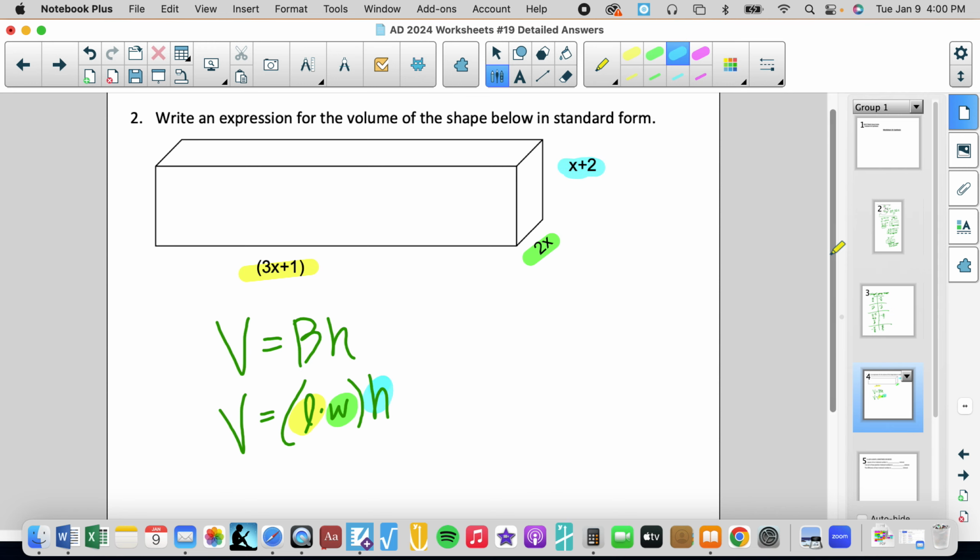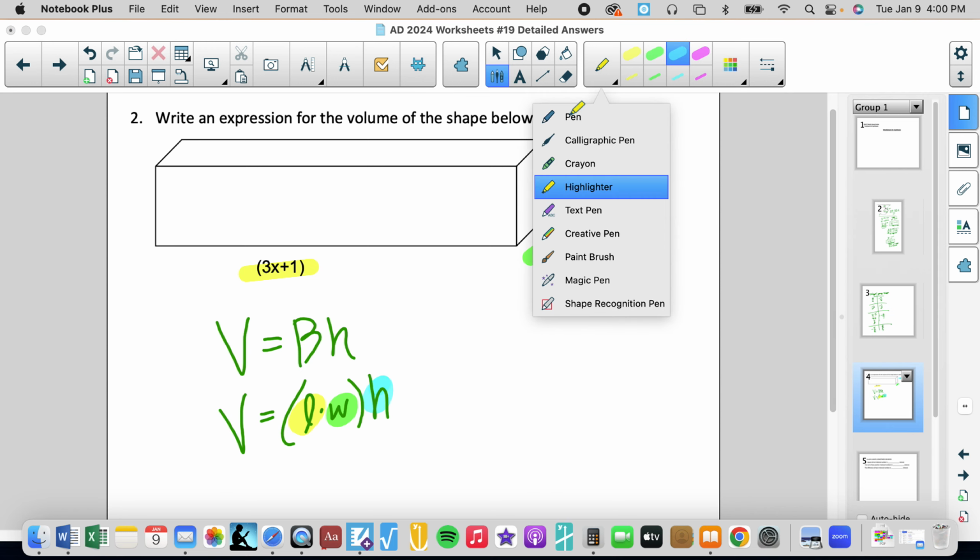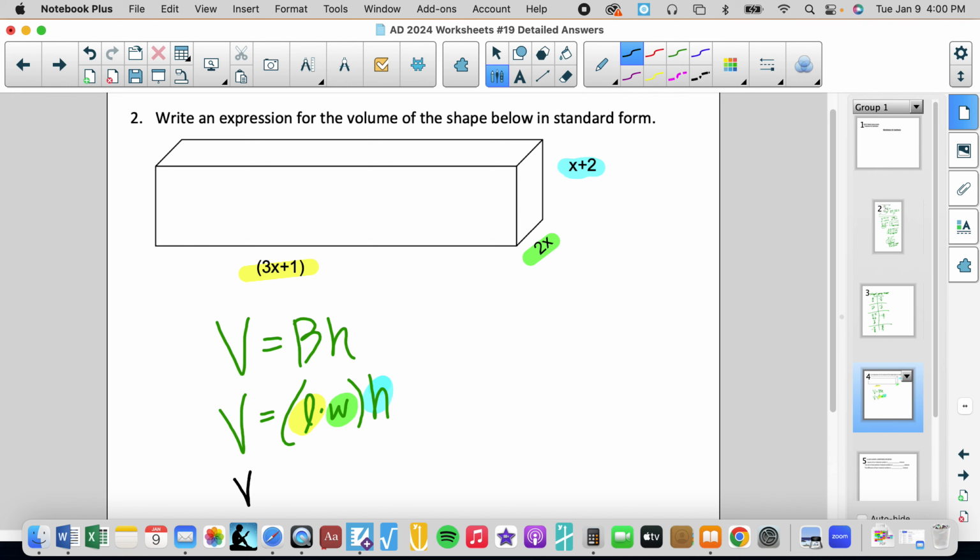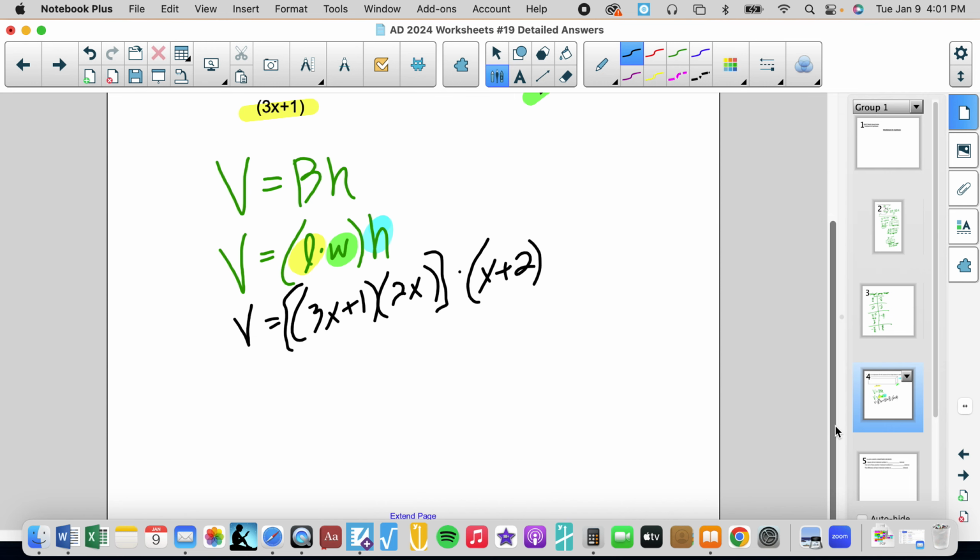So we're going to take those values and plug them in. Volume equals length, which is 3x plus 1, times, let's put braces, 2x, which is the width, and then we have to multiply it by the height, which is x plus 2. So let's look at that. If we distribute that in, that's going to be 6x squared plus 2x.